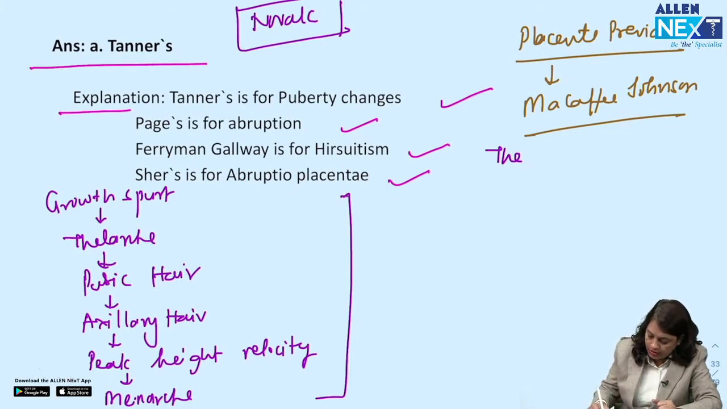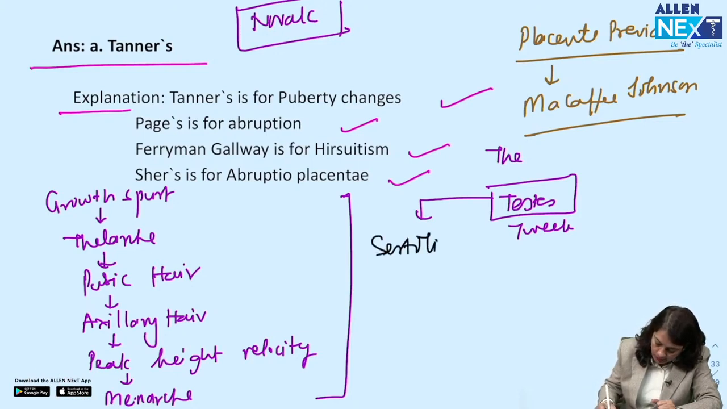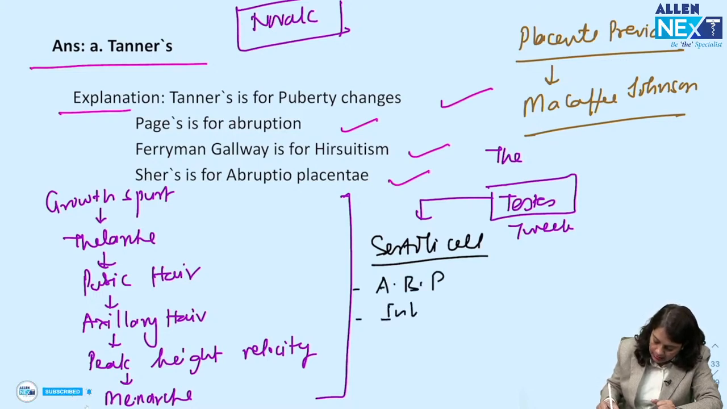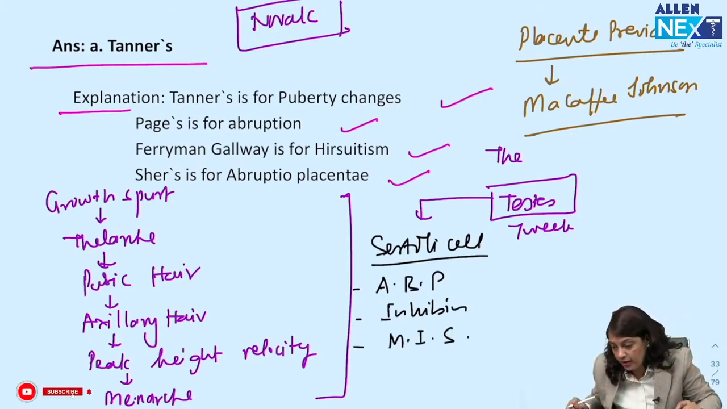One more question which is important is that testis started secreting hormone in the 7th week of pregnancy. So it has Sertoli cells which secrete androgen binding protein. It secretes inhibin and it secretes Mullerian inhibiting substance in the intrauterine life which inhibits the development of Mullerian duct.